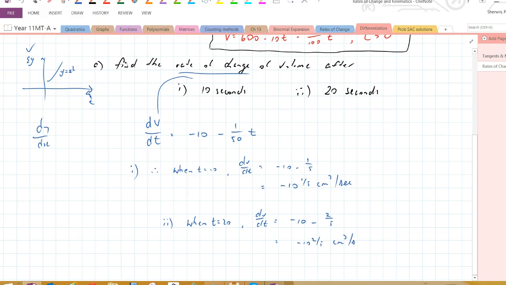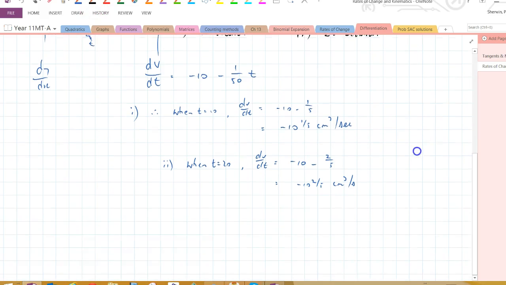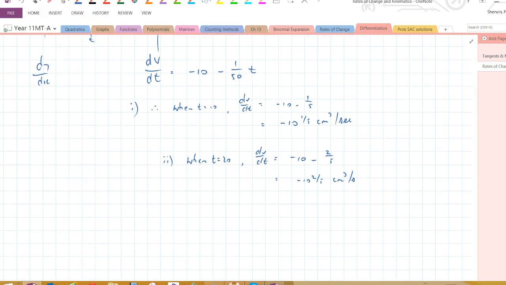Okay, now we turn our attention to the final part, part B, which says, for how long could the model be valid?